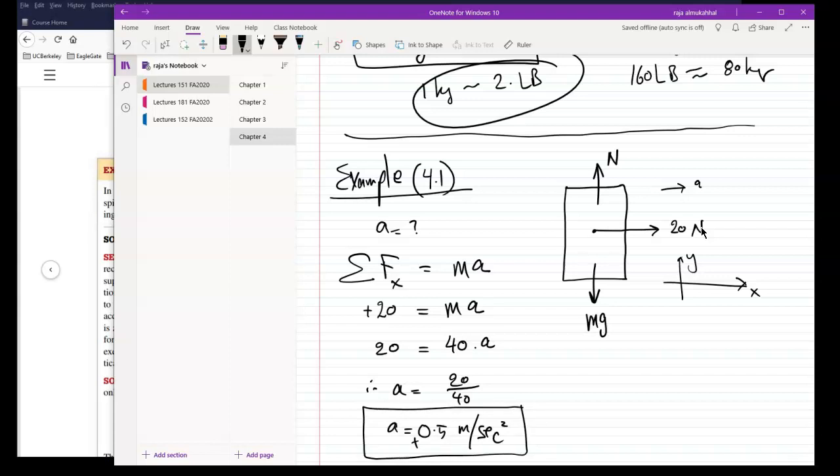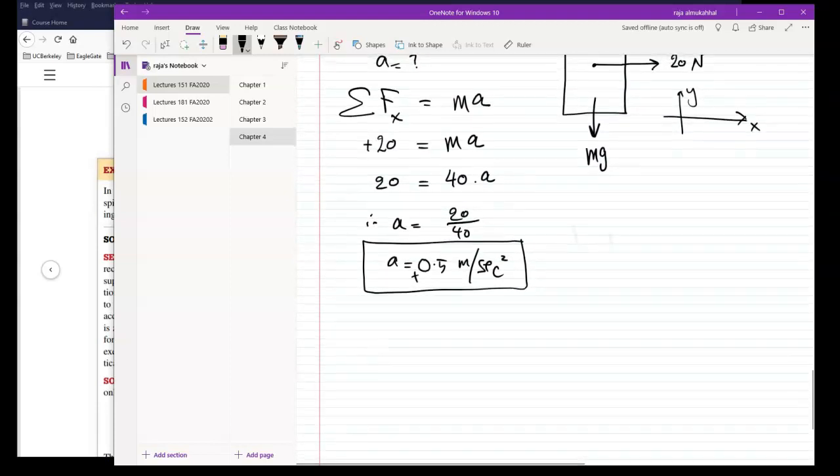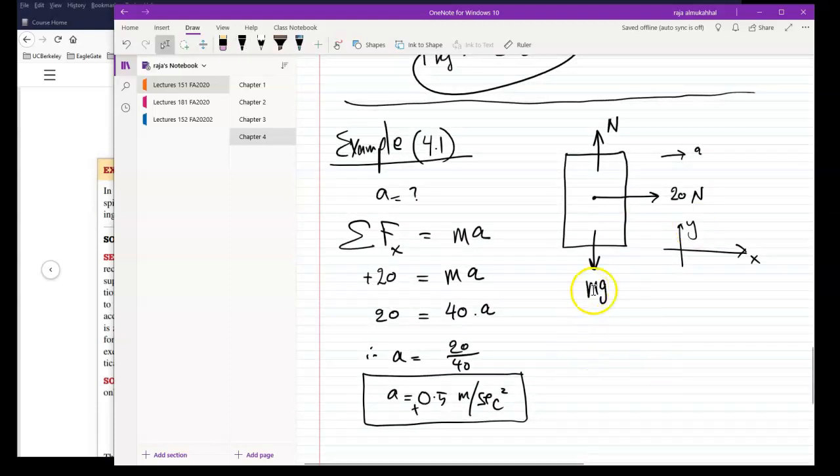Okay? It's a silly problem, kind of. I hope it's too easy for you. We haven't seen the big ones yet. But that's basically what it is. So there was really no need for the weight and the normal here. You see what I'm saying? Because they're not in the direction of motion.